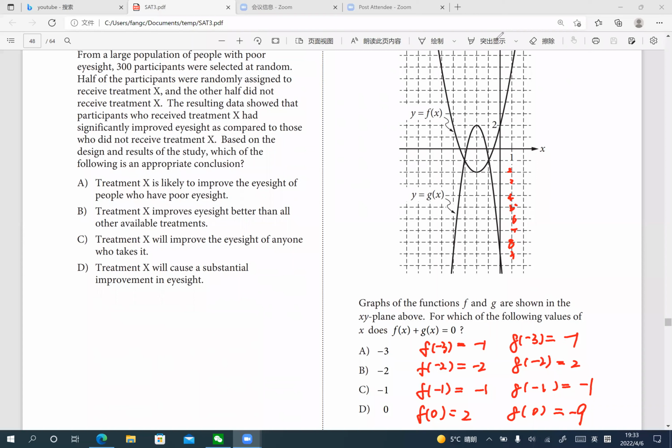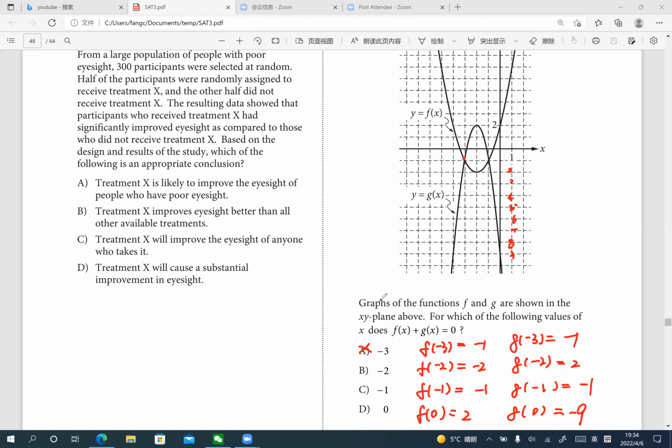Graphs of the functions f and g are shown in the xy-plane above. For which of the following values of x does f(x) plus g(x) equal 0? From the graph above, we can read f(-3) is equal to -1, and g(-3) is also equal to -1. And -1 plus -1 is not equal to 0, so we eliminate option A.